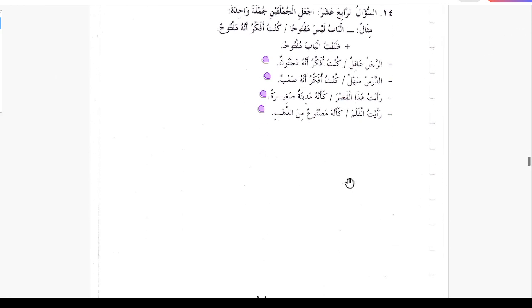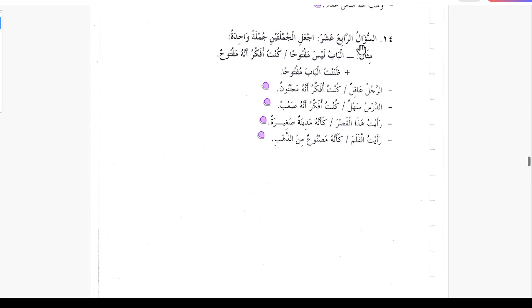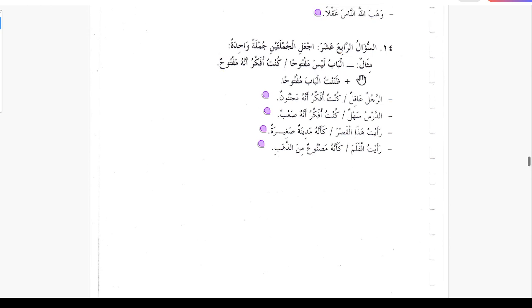Question number, I think this is the last question. As-sawalul rabi ashara, the 14th question. Ijal jumlataini jumlatan wahidatan, make the two sentences into one sentence. So for example, al-babu laysa maftuhan, somebody saying the door is not open, and then another one saying kuntu ufakkiru annahu maftuh, I think that it is open. Somebody saying it's not, somebody saying it's open, and you are going to combine these two and say zanantu al baba maftuhan, I think the door is open.